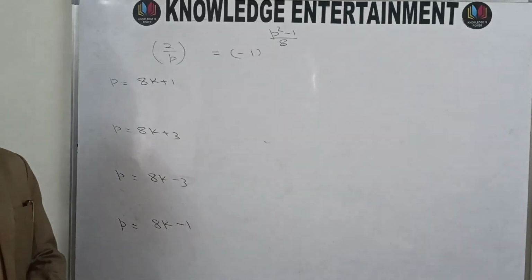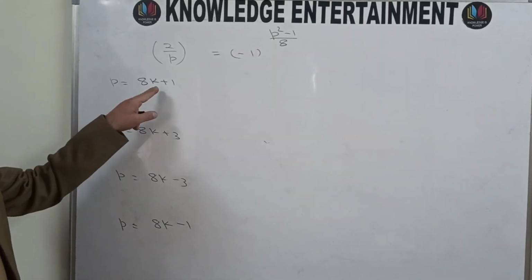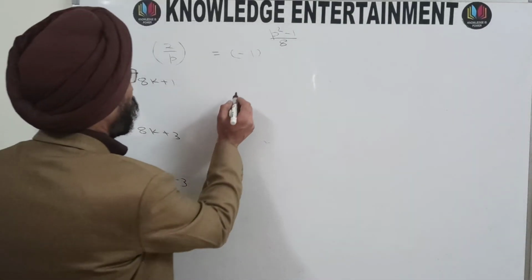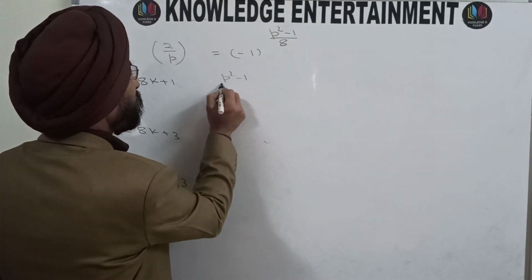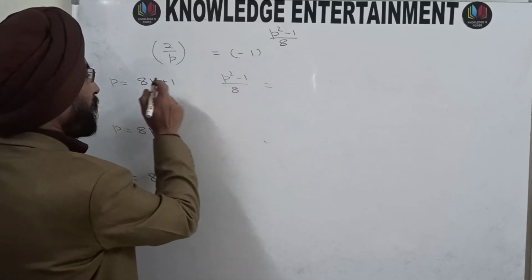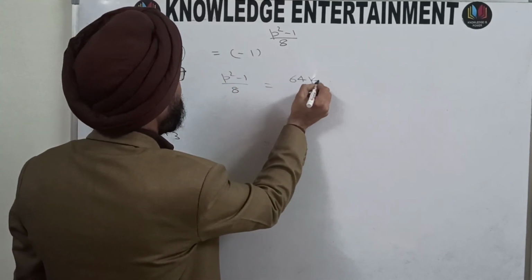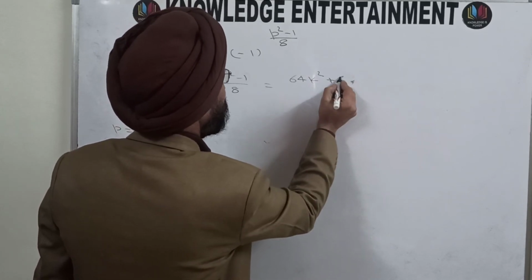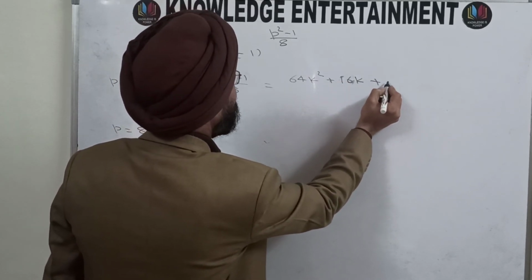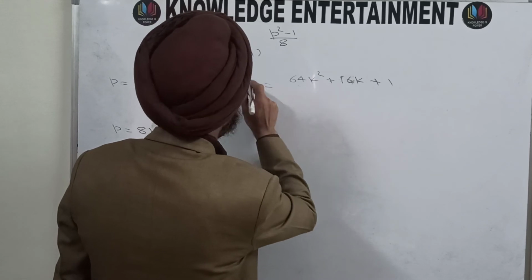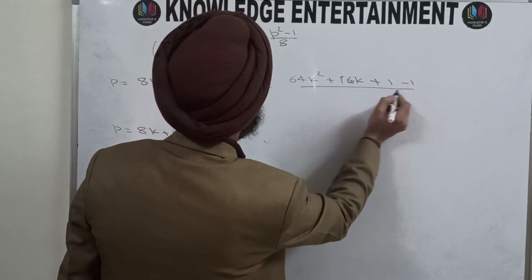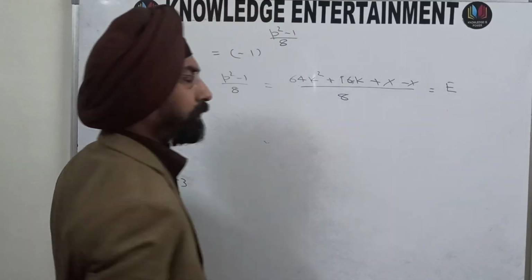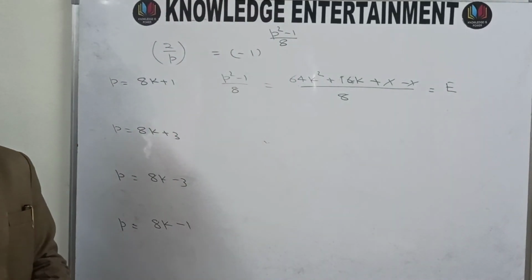What will happen in all these cases? If your p is 8k plus 1, you substitute it here. So what is your (p square minus 1) by 8? p square is 64k square plus 16k plus 1, minus 1, and divided by 8. So this will be an even number. Clearly, because 2 can be taken out.